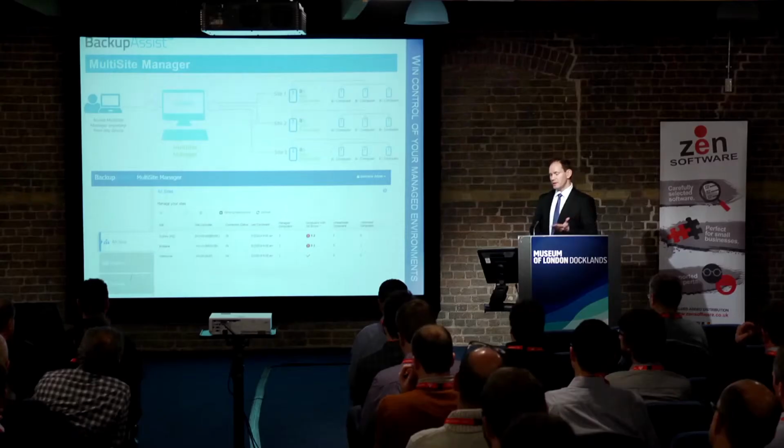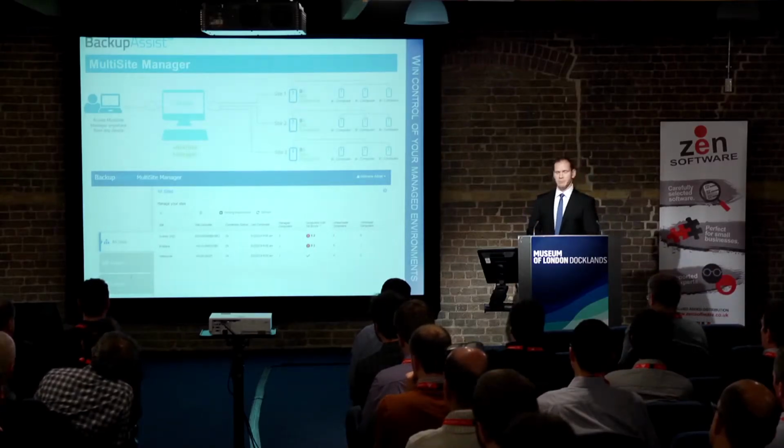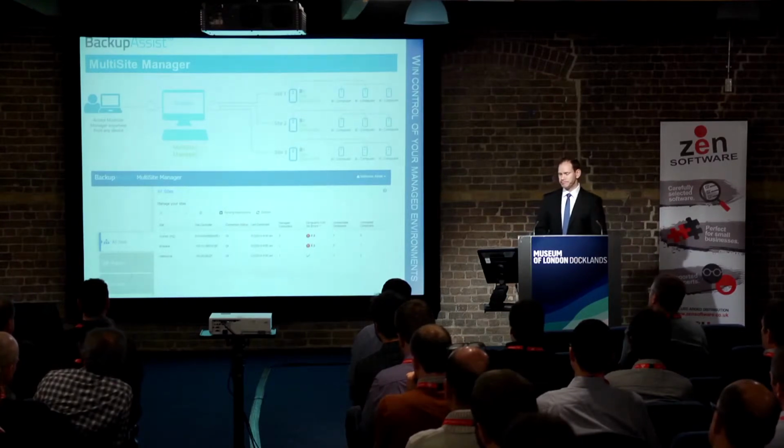And the other BackupAssist machines are all accessed through that site controller. Now it's just a role. It's a standard BackupAssist installation. You just choose a machine to be a site controller. So it's a bit like a router in a network. And it's in this way that you set up access through the multi-site manager to all of those BackupAssist installations.